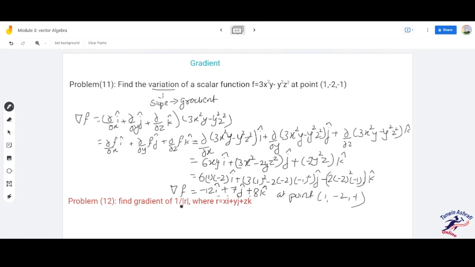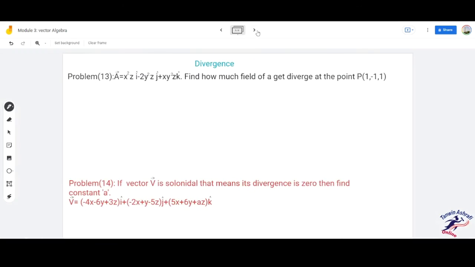In a similar manner, there is one more problem for your first hand try. Find the gradient of 1 upon magnitude of r, where r is a vector with component vector x i cap plus y j cap plus z k cap. You have to find the gradient of this. Try by yourself, you will find a good result over there.